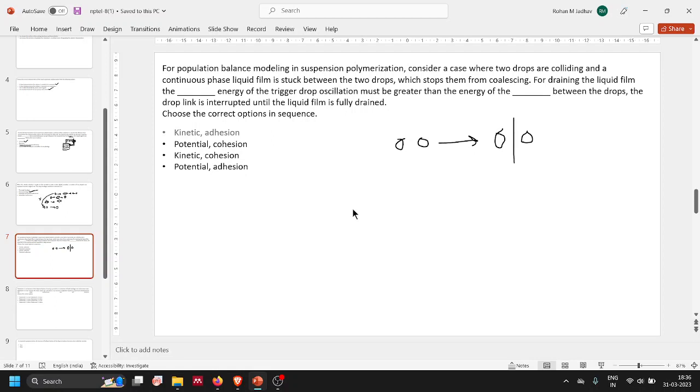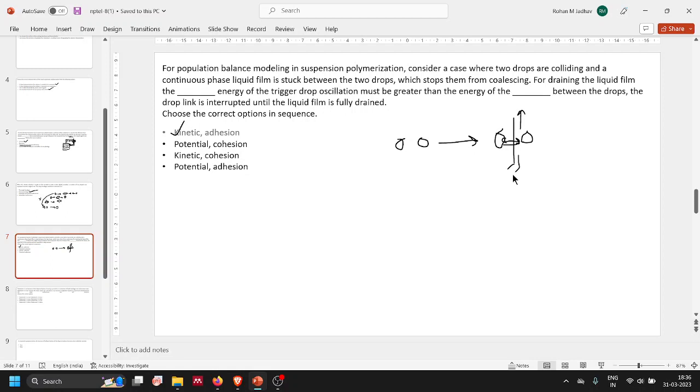So the liquid film needs to be drained so that these two drops can come together closer. For that to happen, the energy of the trigger drop collision must be greater, which means that these two drops should be colliding with each other with a greater kinetic energy. Potential energy does not have a role to play here, because only after a higher kinetic energy collision would the liquid film be drained on either side.